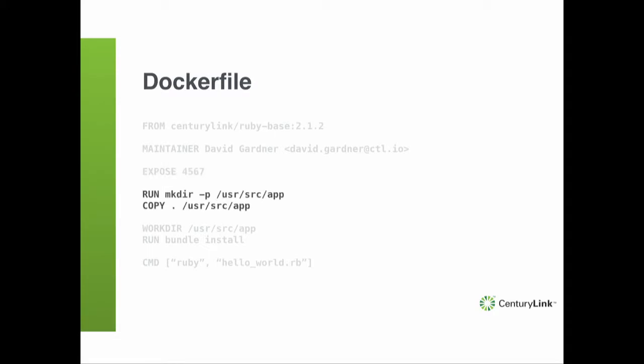Then the next thing I do, for this particular Hello World app, is create a directory really quick, and then I copy all the content from my host directory where I'm running this command into this new directory. There's also a command called ADD, but typically COPY is the preferred way to do that. The next command is called WORKDIR. This basically sets my working directory.